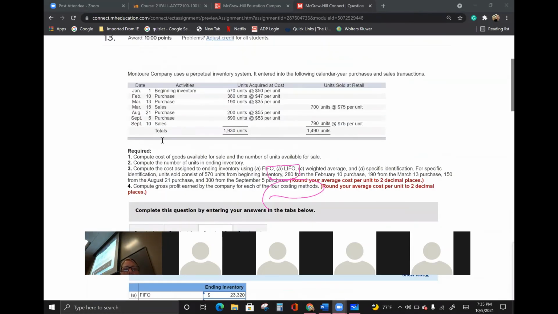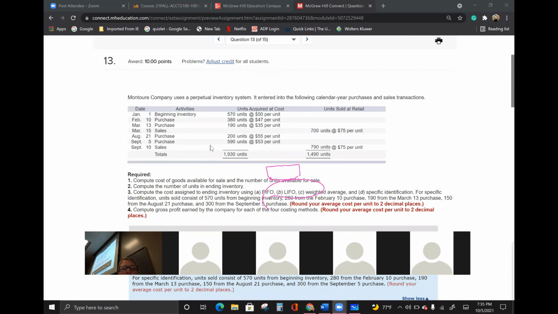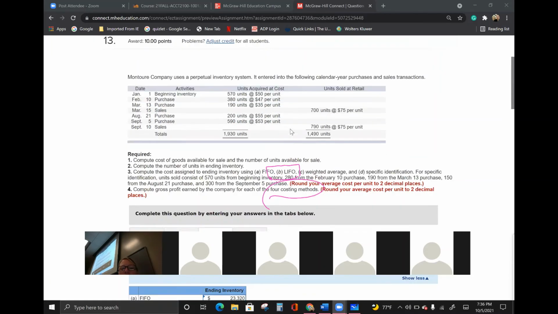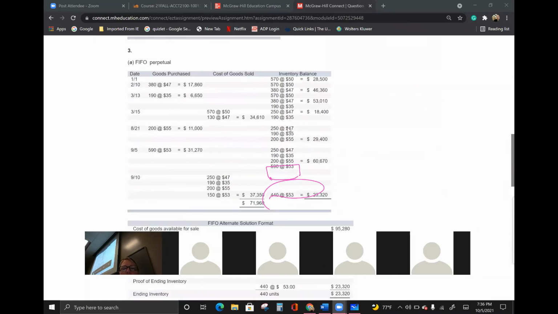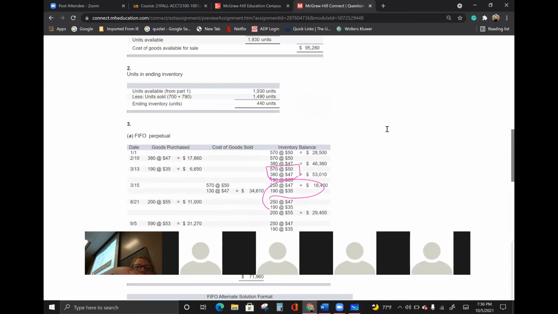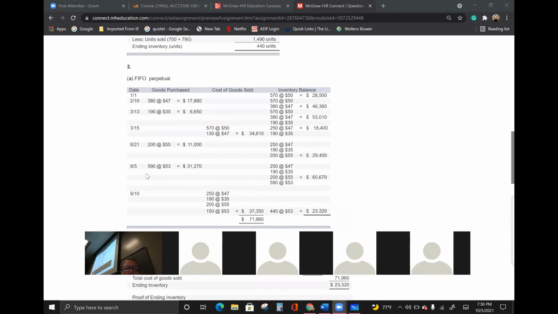So we have another purchase on September 5th for 590. We're going to add those, and then we'll have our sale at 790. Won't let me. Okay, so here's my purchase on 9/5 at the $53. Now I'm adding that to the mix. So I went from this available to this available because I just added the 590.